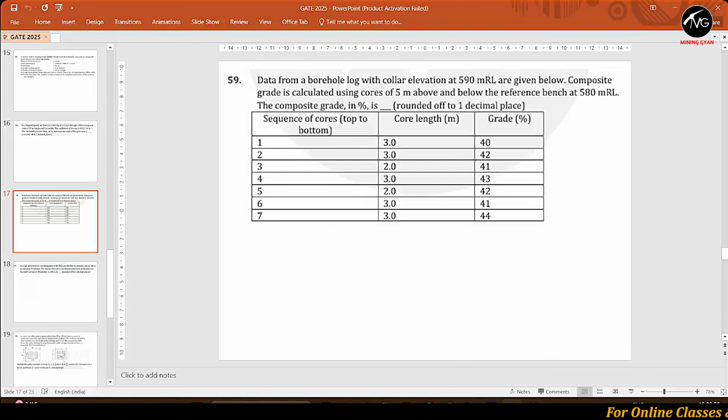For this it is 42%. For the 2 meter it is 41%. For this 3 meter, it is around 43%. For this 2 meter, it is around 42%. For this 3 meter, it is around 41%. And for the last 3 meter, it is around 44. Now we have to find out the composite grade of this zone.